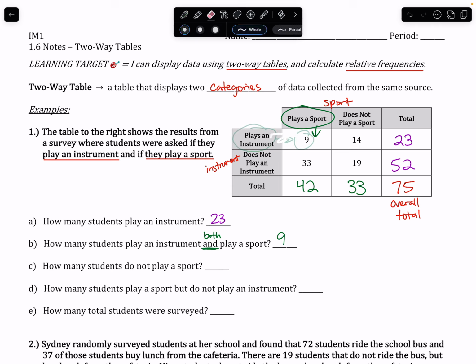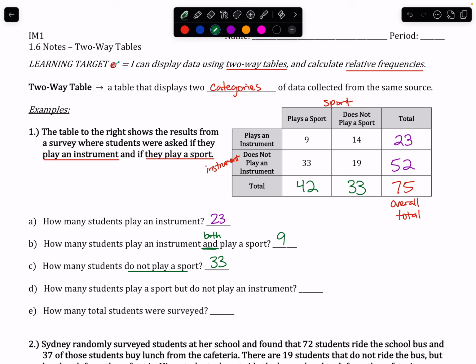Question C, how many students do not play a sport? Again, we're just wanting the total number of that, so we can go all the way down to the bottom and see that that's 33. Now you can see why our totals can become really useful when answering some of these questions if we do that first. Did we have to? No, but it's just a nice strategy to use when working with two-way tables.